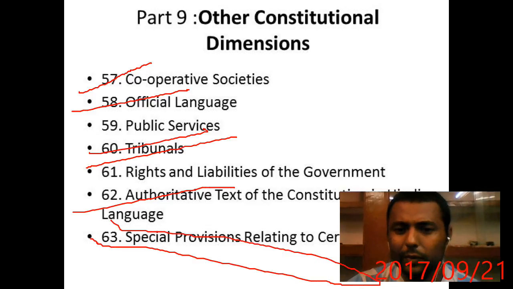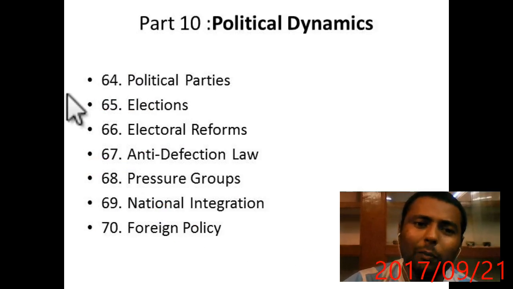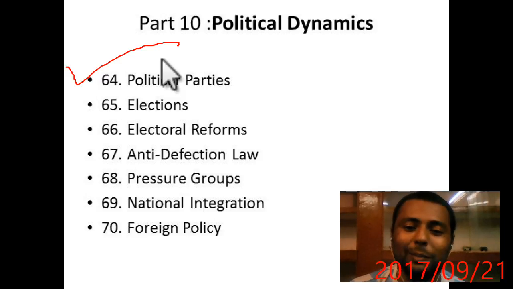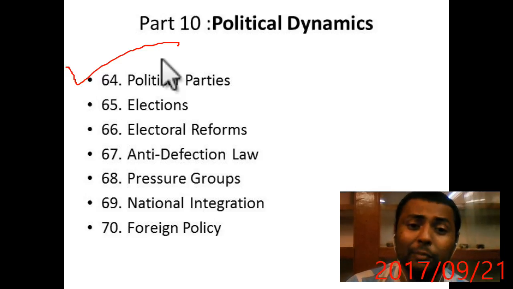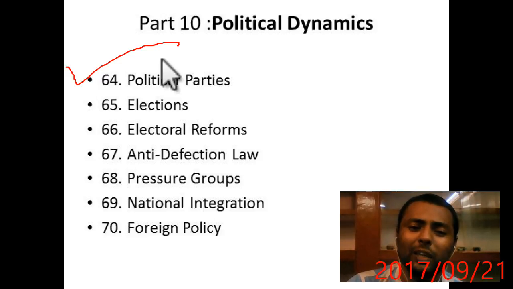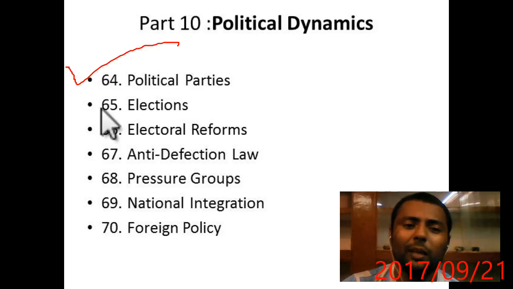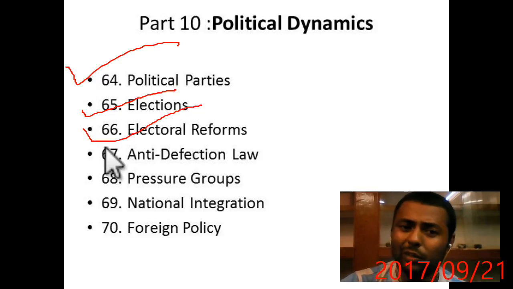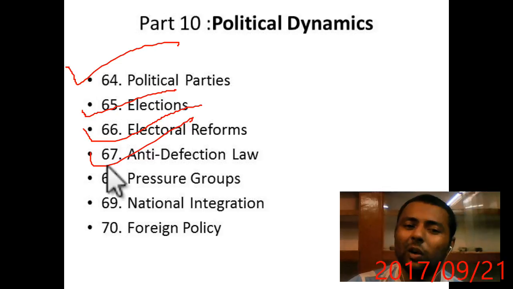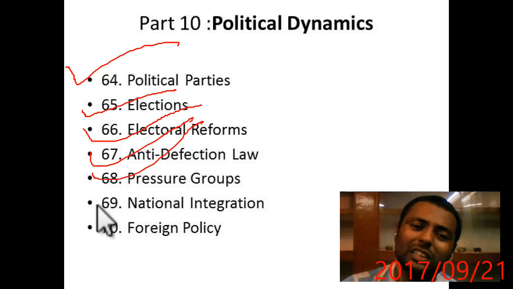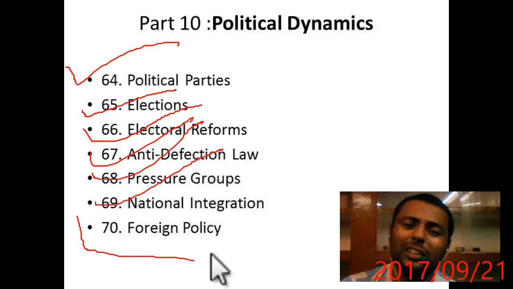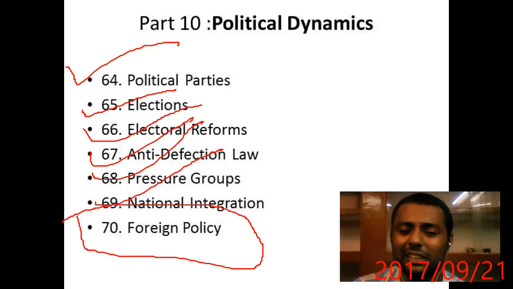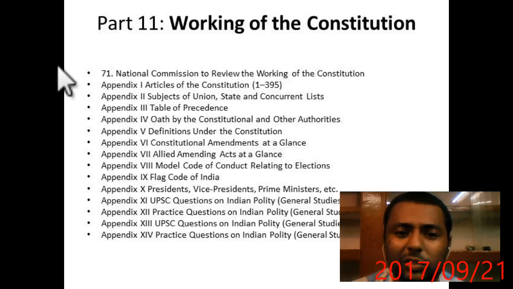After that, next part, political parties. Just remember the process of state and national party: which party is called a national party, which party is called a state party, and what are the criteria. There are 6 political parties which are national parties in India. Just name them. Elections, you can ignore this chapter. Electoral reforms, ignore. Anti-defection law, ignore. Pressure groups, ignore. National integration, ignore. Foreign policy, no need to remember it, they don't ask in details. Working of the Constitution of India, not important.